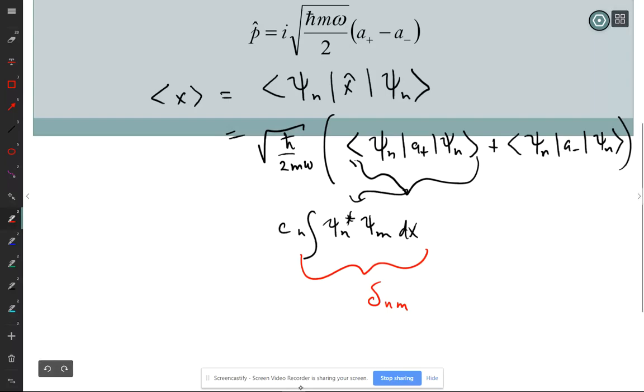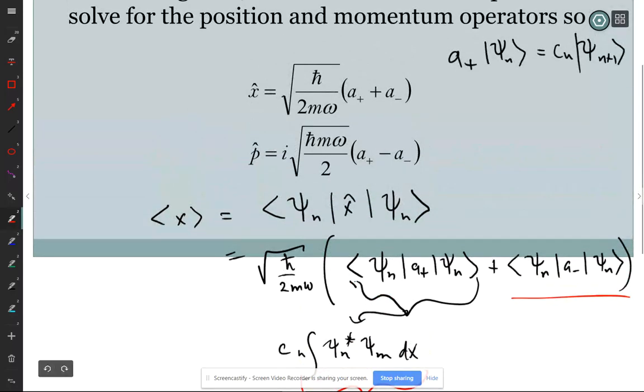And likewise, we're going to get 0 for this one because we're lowering, and so we're going to have psi n and psi n minus 1. And so we can see, without doing any actual calculus, that the expectation value for both x and p has to be 0 here because of the raising and lowering operators there.